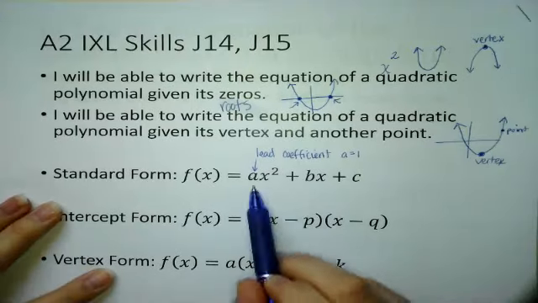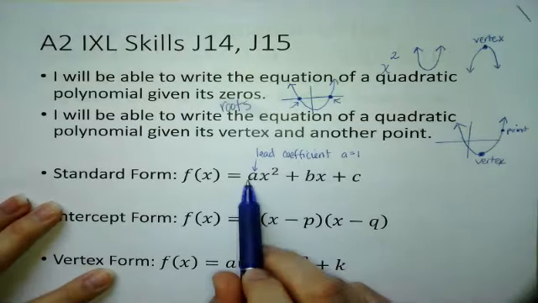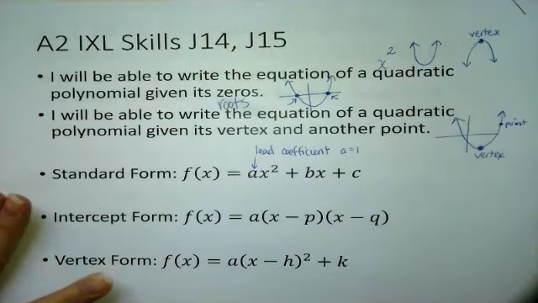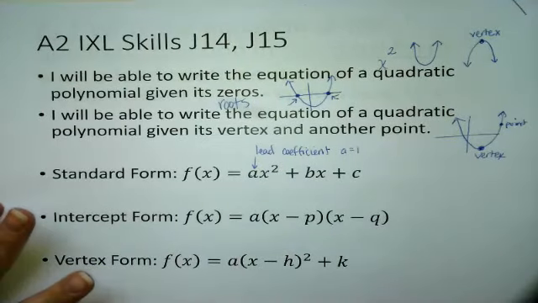But everything is multiplied together. All of our ducks are in a row. ax squared plus bx plus c. And that's how they believe standard form is in IXL.